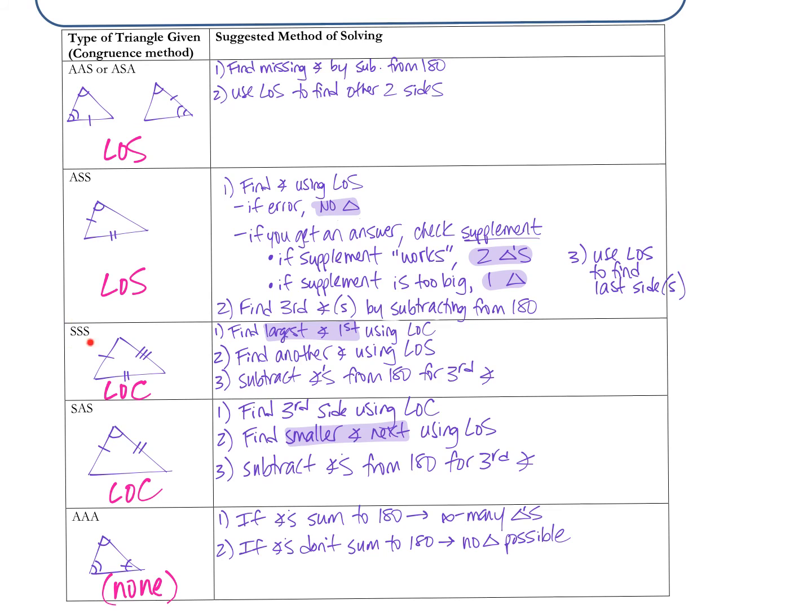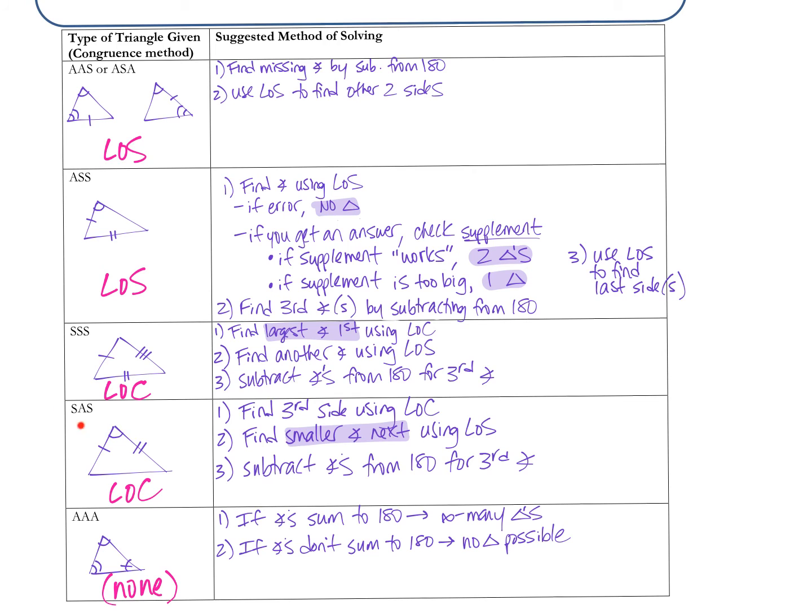If it's an SSS triangle, like the example that we just finished, you have to find the largest angle first using law of cosines. After that, find another angle, doesn't matter which one, using law of sines, and then just subtract the angles from 180 to figure out the third angle.